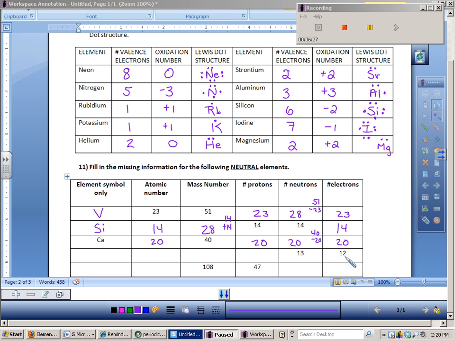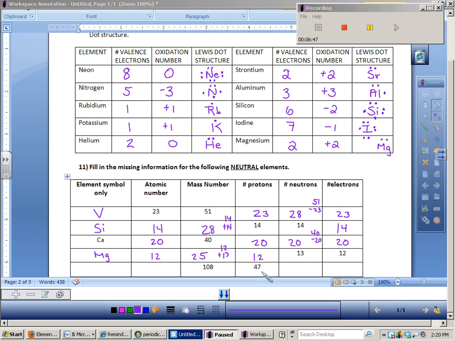The next one, I have 12 electrons, which means I have 12 protons, which means my atomic number is 12, which means I am magnesium. To get mass number, proton 12 plus neutron 13 gives you a mass number of 25.